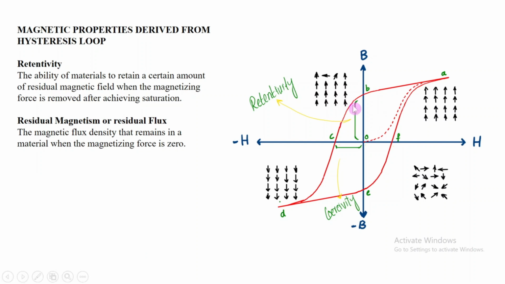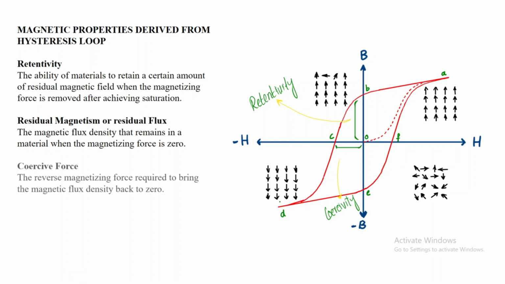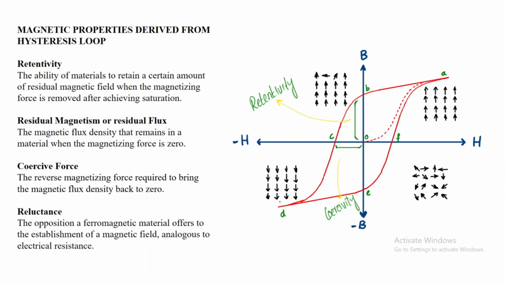That remaining magnetic field is called the residual flux. Now the coercive force is the reversal magnetizing force required to bring the magnetic flux density back to zero. Reluctance is analogous to electrical resistance. It is the opposition of the ferromagnetic material to the establishment of a magnetic field.